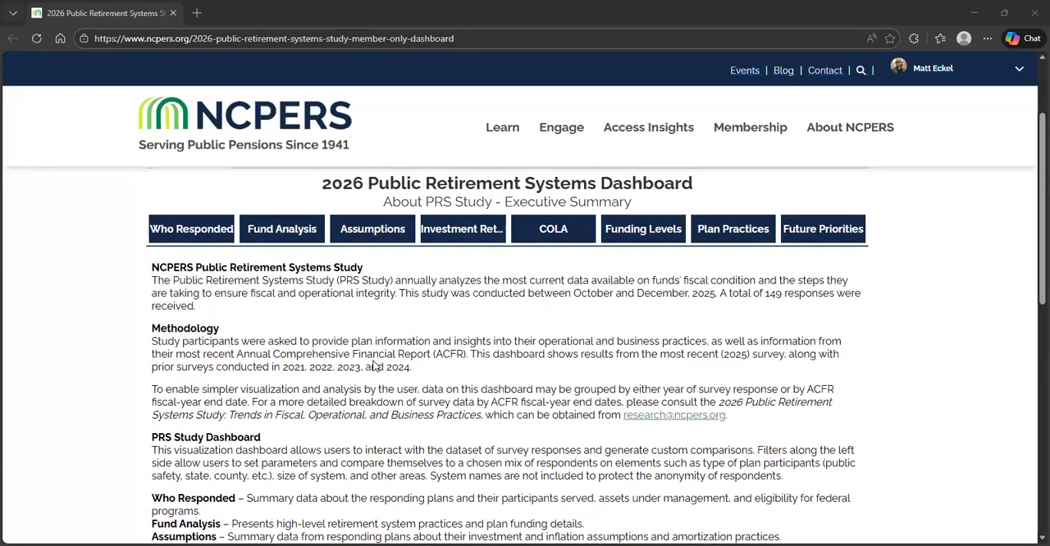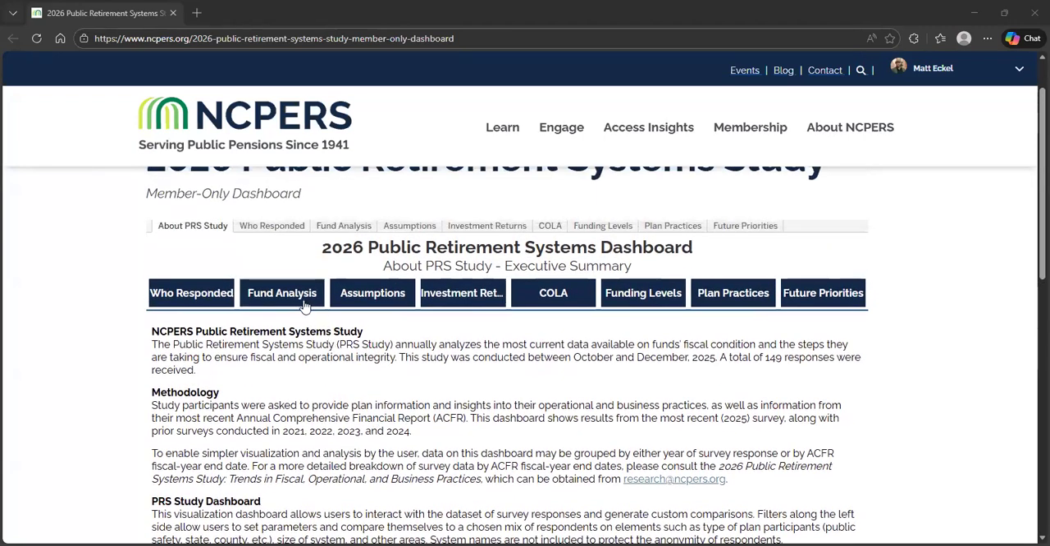Let's start with a quick overview. Across the top of the dashboard, you'll see a series of tabs. Each tab represents a different section of the study, including who responded, fund analysis, assumptions, investment returns, cost of living adjustments, funding levels, plan practices, and future priorities.